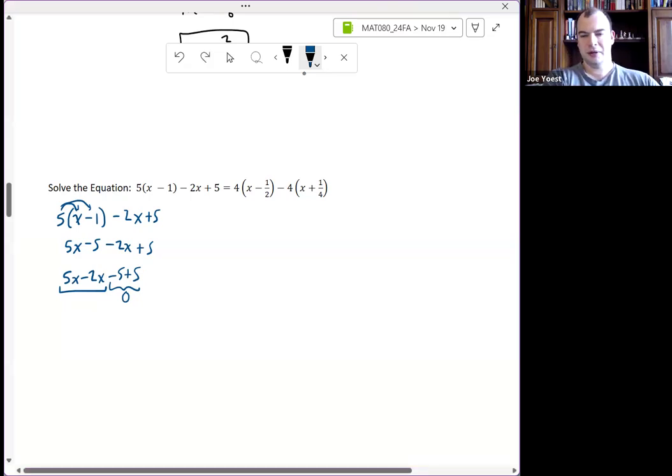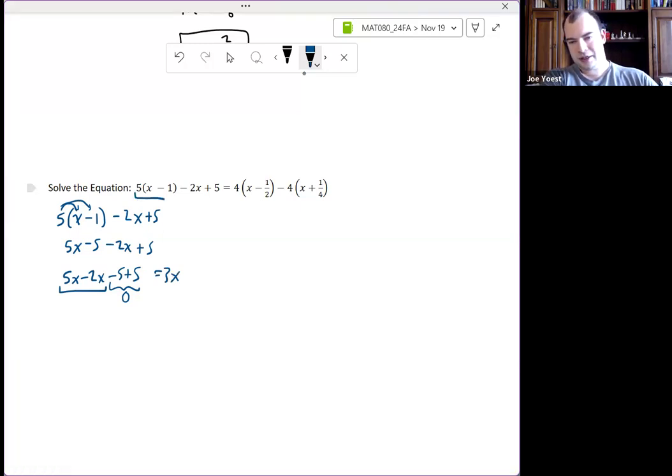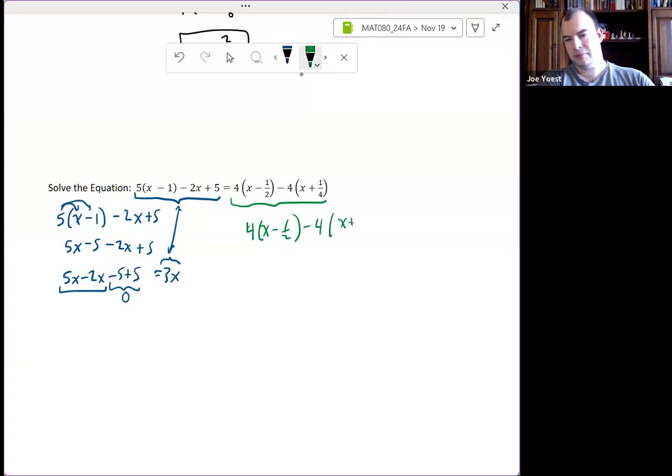So let me actually write that up here, save a little bit of space. So my whole left-hand side that looks pretty complicated, that really just boils down to 3x, that's all. And what about my right-hand side? It also looks quite complicated, but again, I think I might be able to simplify this a little bit. So I have 4 times x minus a half minus 4 times x plus a quarter.